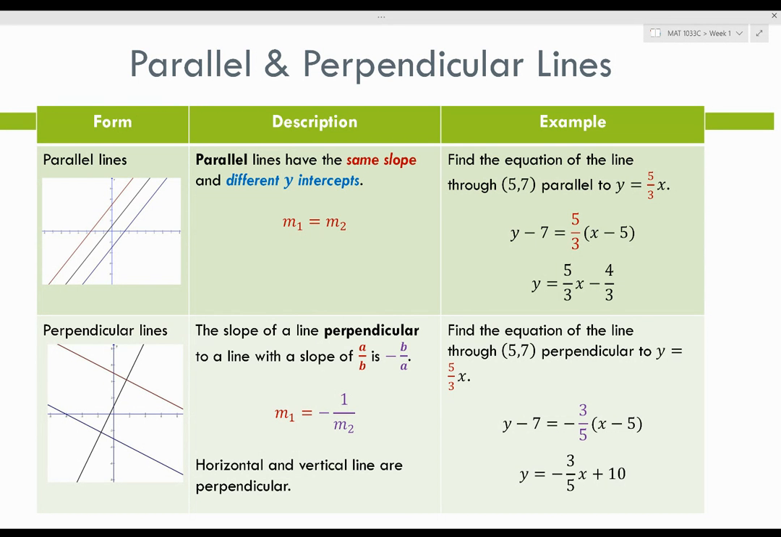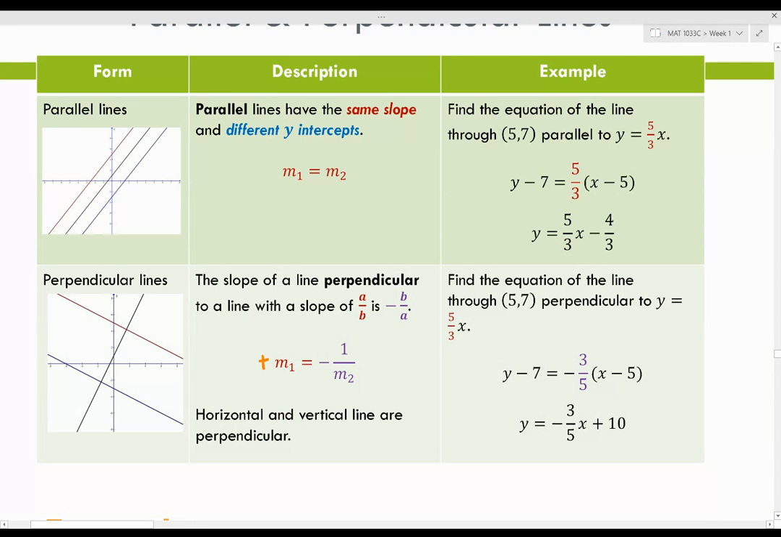What this means is that they are opposite in sign. So if your original line is positive, then your second slope is negative, and it also means that it's flipped, which is the reciprocal part. So they are opposite and reciprocals, okay? So let's look at an example.